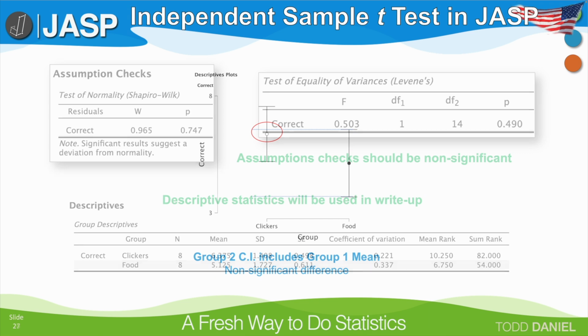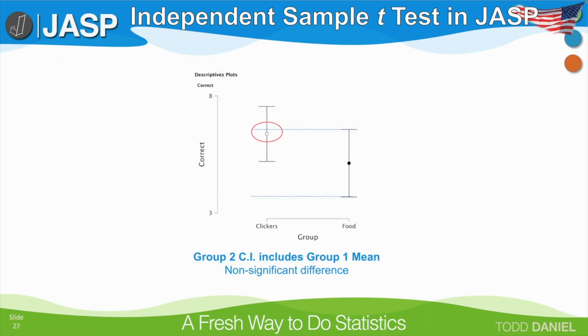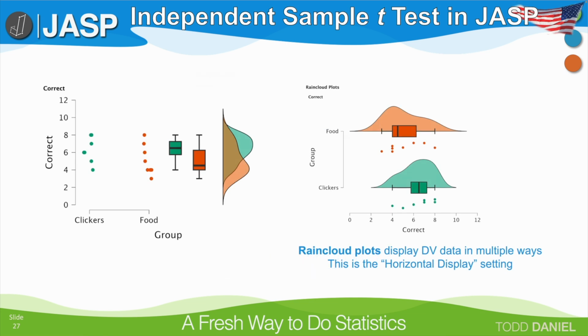Now let's take a look at the plots. In this plot, we can see the mean and the confidence interval for both groups, and you'll notice that the mean of the clicker group is captured by the 95% confidence interval of the food group. In other words, they're slightly different, but not different enough to be really different. This is a non-significant difference.